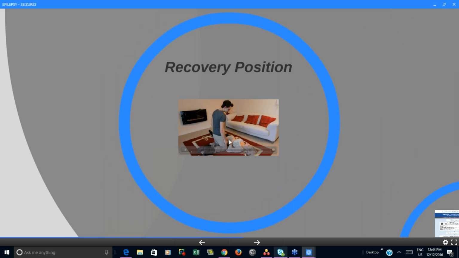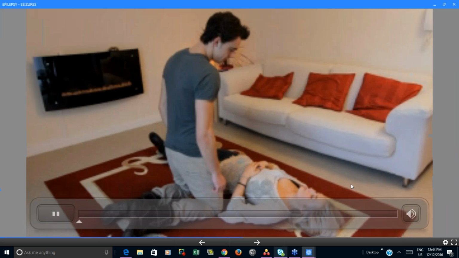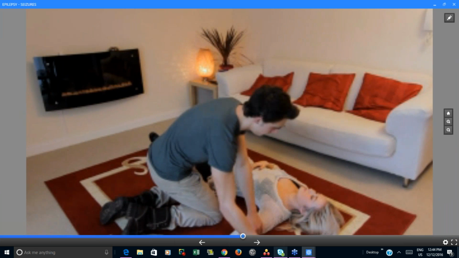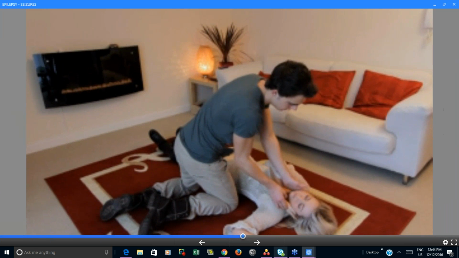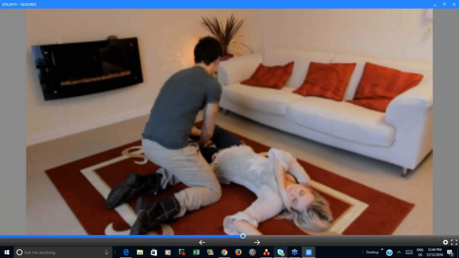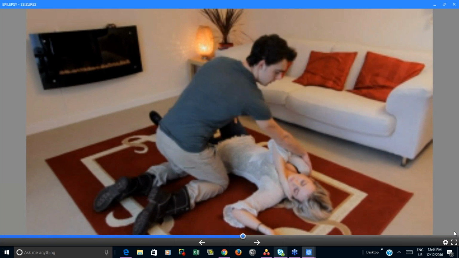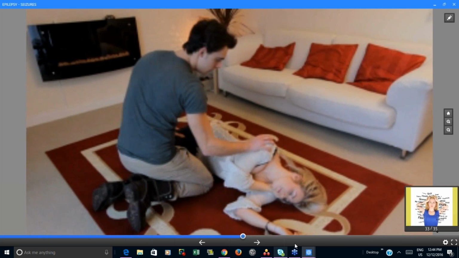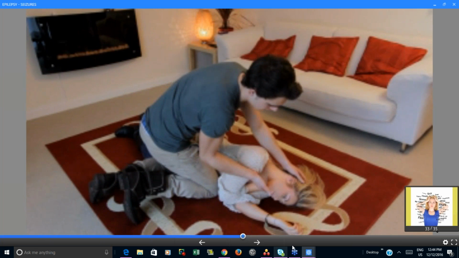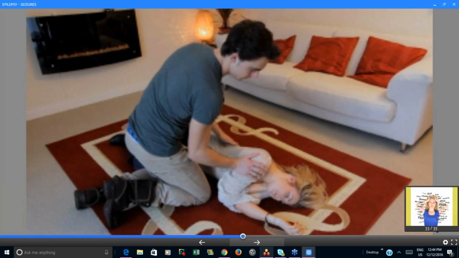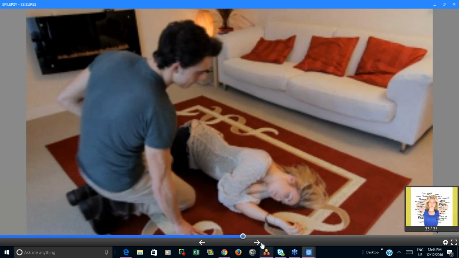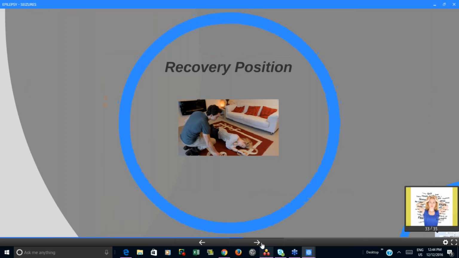So let's have a look at the recovery position and just refresh what that actually looks like. So you see this gentleman here is demonstrating how you would roll somebody into the recovery position, and onto their side, managing their jaw and their airway, and then going to seek further assistance.